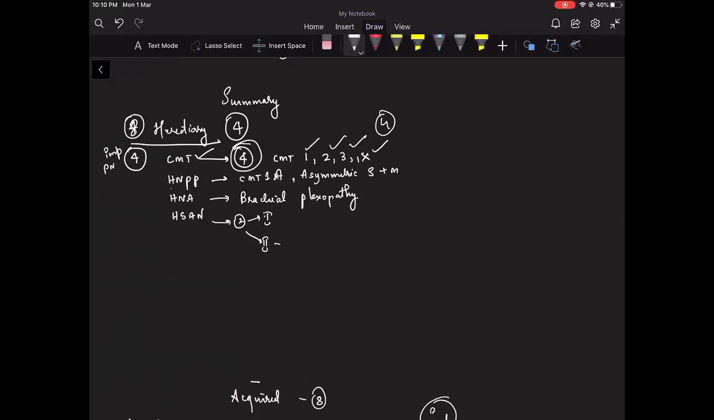Another variety is hereditary neuropathy with susceptibility to pressure palsies. This is very similar to the CMT 1A variety, and the patient will have asymmetric involvement here. For hereditary neuralgic amyotrophy, we have to remember one word: brachial plexopathy, and the plexopathy will be recurrent. Next we studied the hereditary sensory autonomic neuropathy, and the important types which we have studied are 1 and 3.